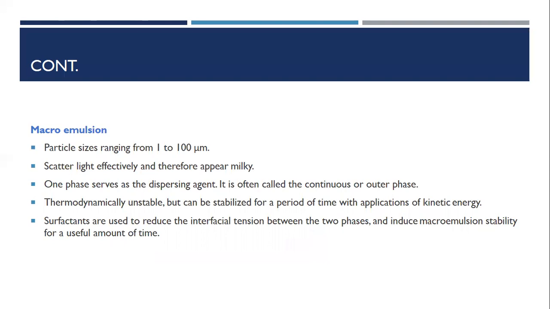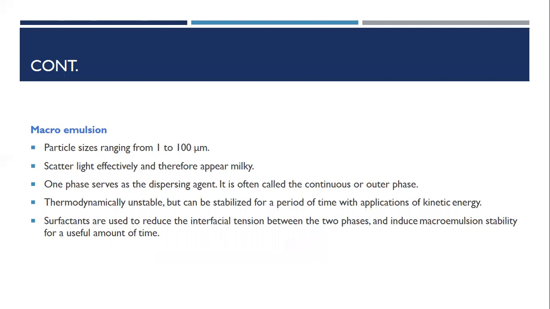Macroemulsions scatter light effectively and therefore appear milky because their droplets are greater than a wavelength of light. They are part of a large family of emulsions along with mini emulsions. They are also called nano emulsions. As with all emulsions, one phase serves as dispersing agent. It is often called the continuous or outer phase.